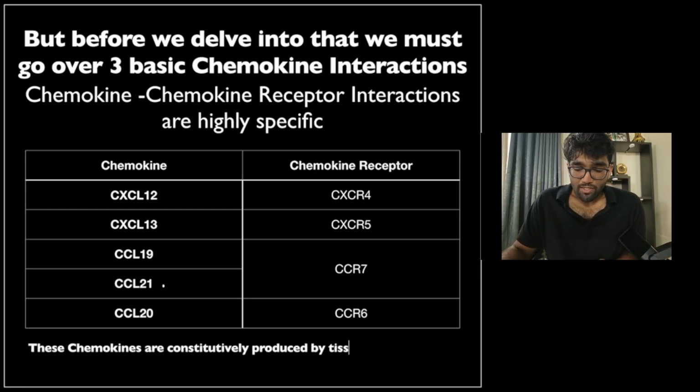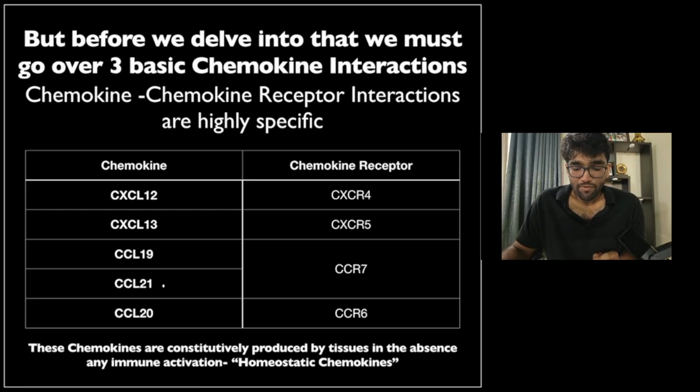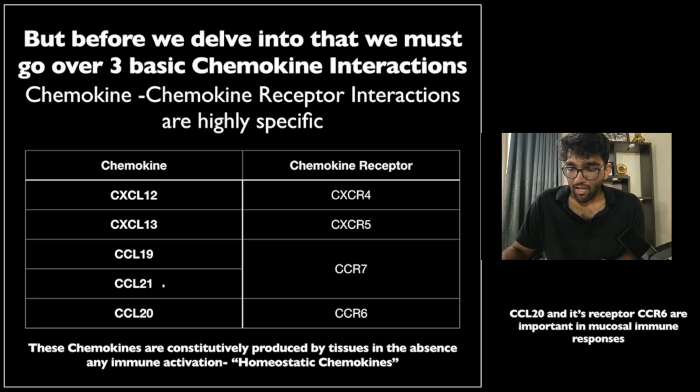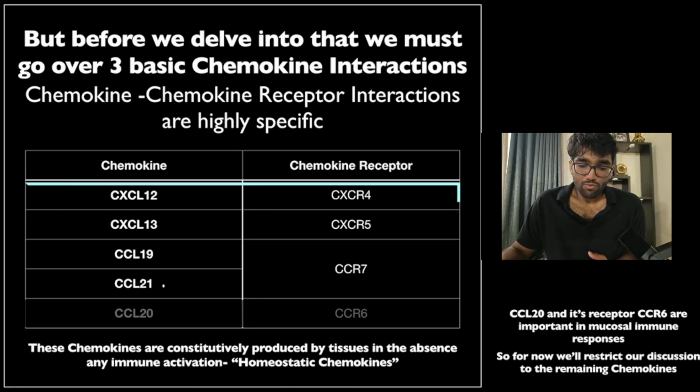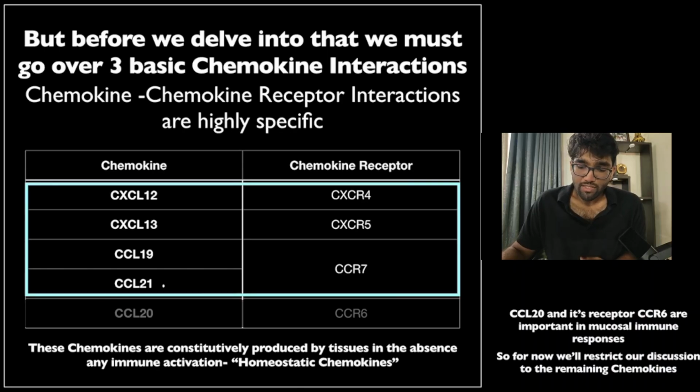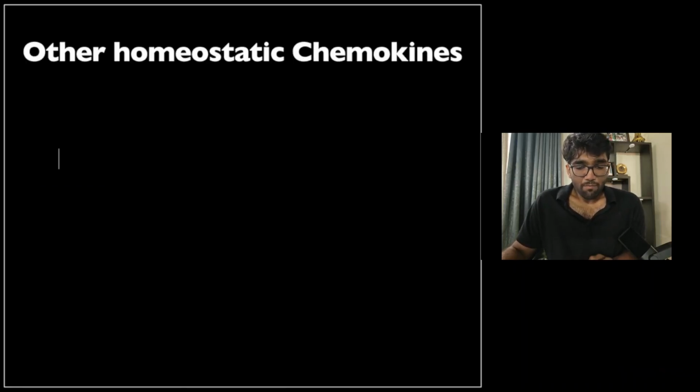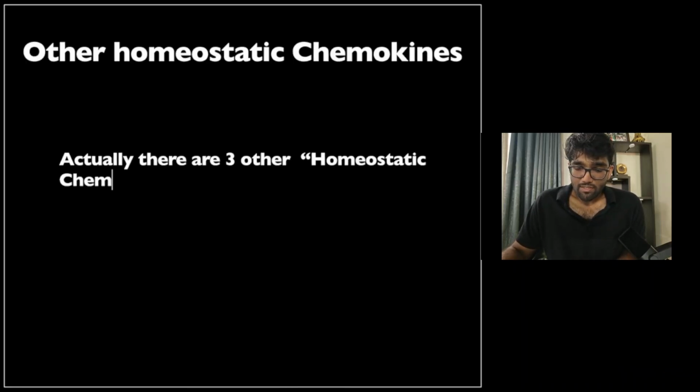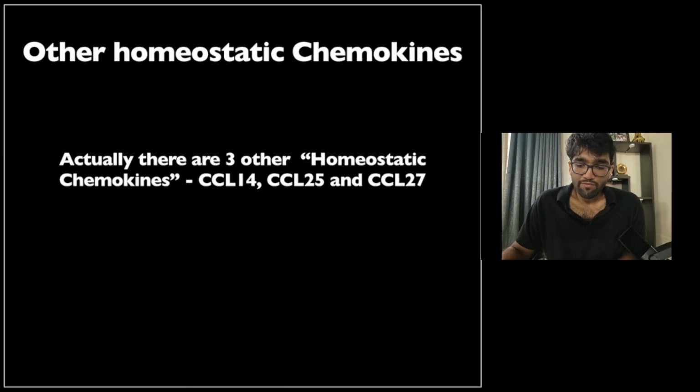Now, these chemokines are constitutively produced by tissues in absence of any immune activation, and therefore they are called homeostatic chemokines. CCL20 and its receptor CCR6 are important in mucosal immune responses. Therefore, I'll be talking about them at a later date. So for now we'll restrict ourselves to the remaining 4 chemokines and their respective receptors. There are some other quote-unquote homeostatic chemokines. These are basically CCL14, CCL25, and CCL27. They play minor roles in most circumstances, and therefore I'll just highlight their roles at the end of this screencast.